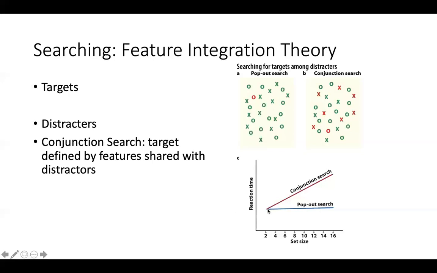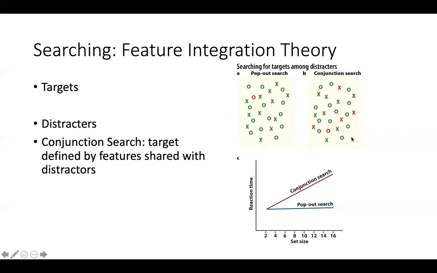For the pop-out search, you can see people are always quick. The reaction times are always small. But for the conjunction search, the reaction times are relatively bigger. So it's important to analyze why people are slower for the conjunction search, and I've written it out for you. It's because in the conjunction search, the target shares features with the distractors. In this one right here, what is the feature that the target has which is completely unique? It's a different color. Yes, the color red makes it completely unique.